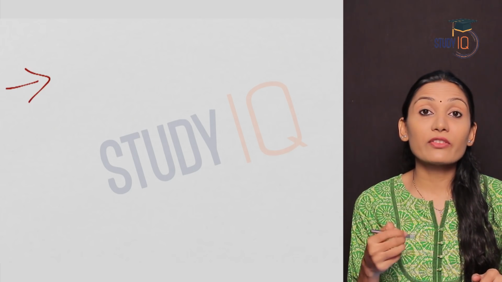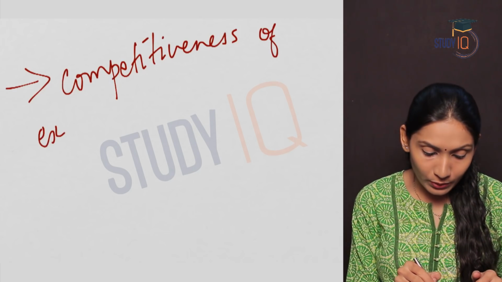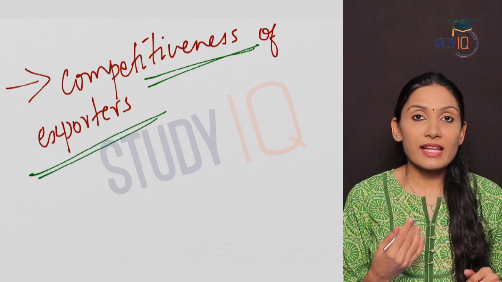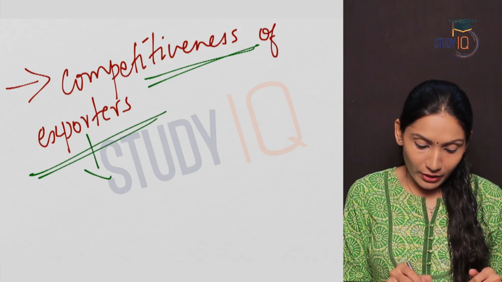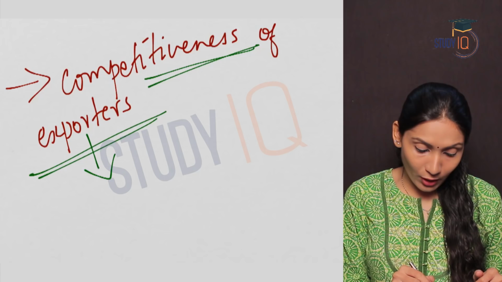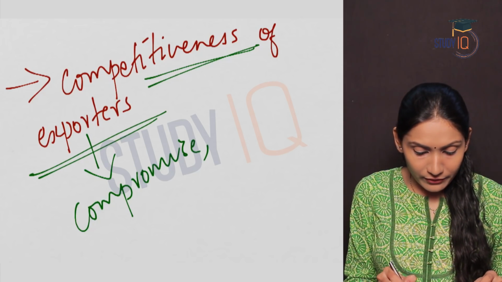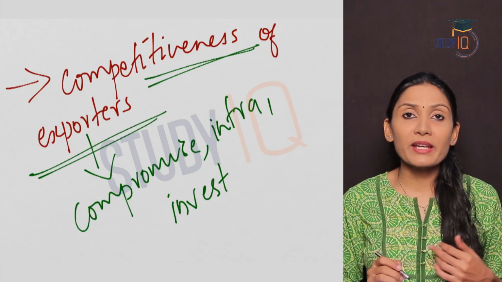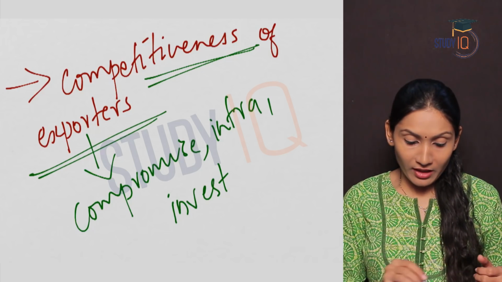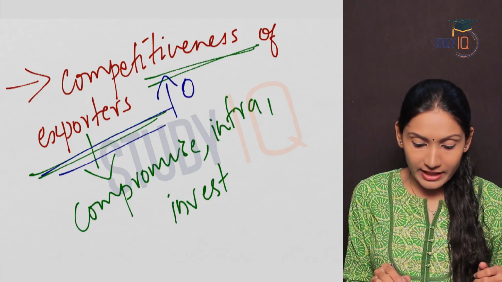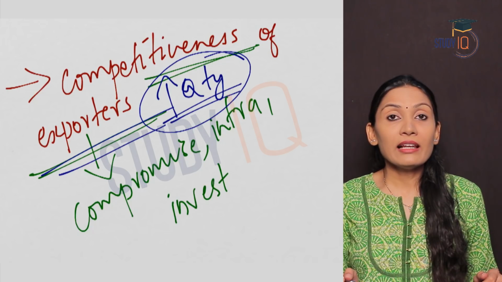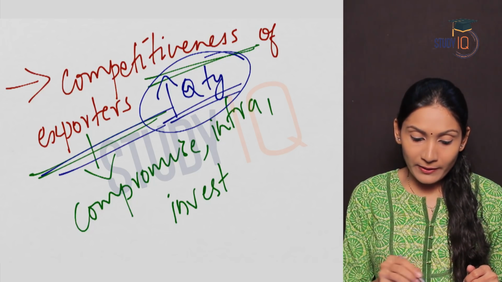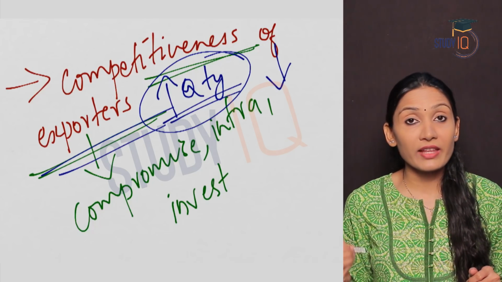Secondly, the competitiveness of the exporters also will come down. How? We have already seen that during devaluation, the exporters tend to gain more money. So in order to gain short-term returns, they will compromise on quality or infrastructure, investments, etc. Now they know that the value of the Indian rupee is less, so they are going to gain from exporting. To increase the quantity of their exports, they will compromise on quality, or on investment or infrastructure.